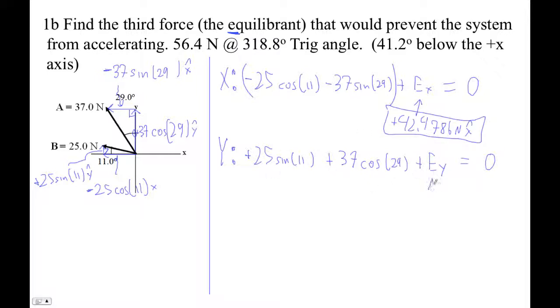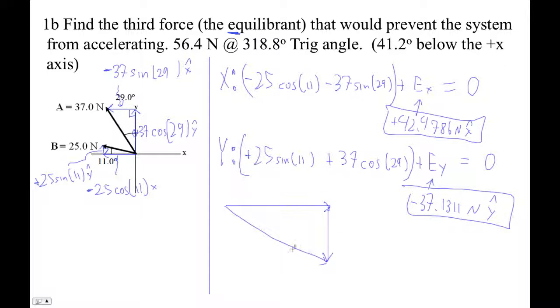And then let's find the y component. Basically, I'm going to take everything in the parentheses and just negate it. So the opposite of left parenthesis, 25 sine 11 plus 37 cos 29. That's negative 37.131. And that's in the y direction. So now we just have to draw a picture of this. Let's go over and down. Down not quite as much. And then the equilibrant is this.